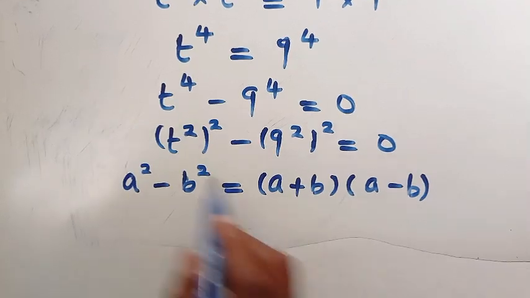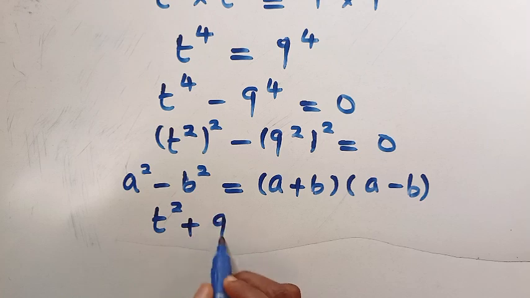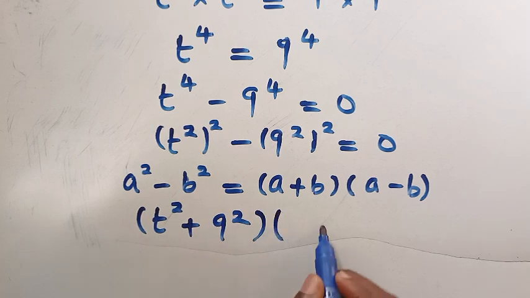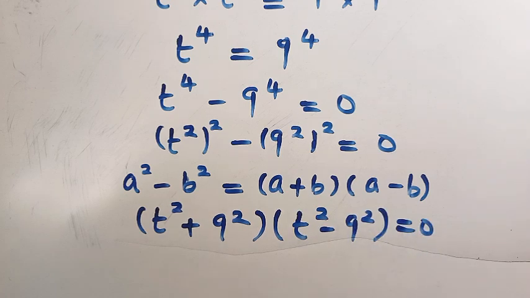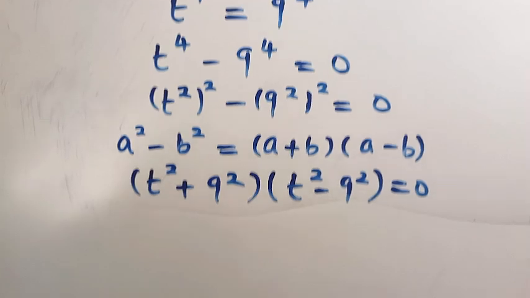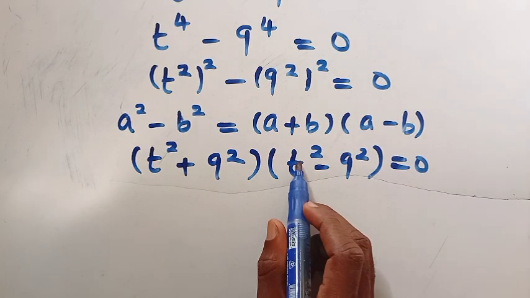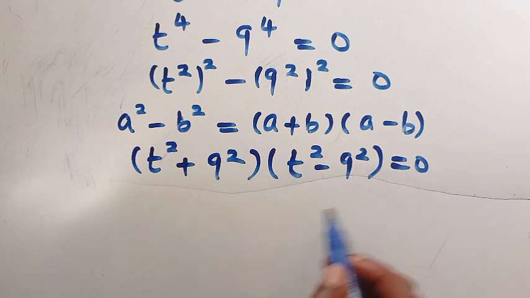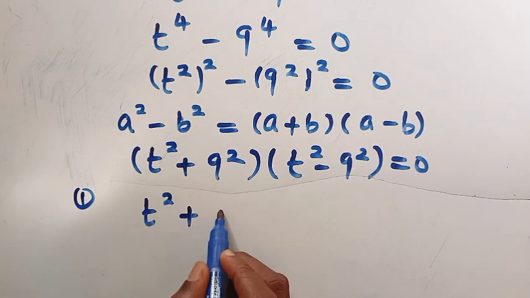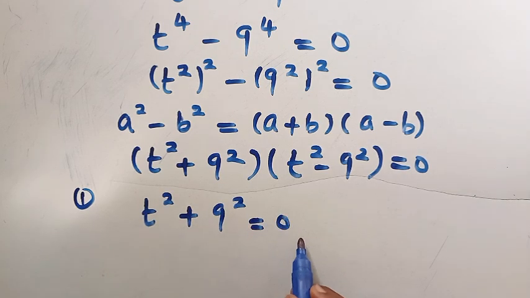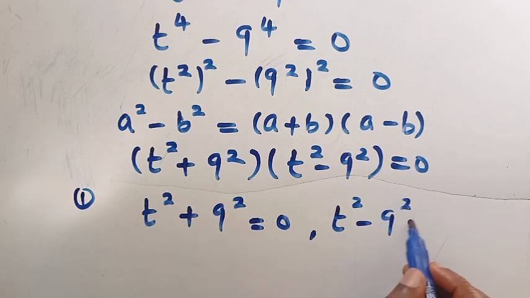Then applying this to what we have here, we are going to have t squared plus 9 squared in bracket, then multiply by t squared minus 9 squared equals 0. And by equating t squared plus 9 squared equals 0, then we also equate t squared minus 9 squared equals 0, following the rules of quadratic. So the first case, we have t squared plus 9 squared equals 0. And we can still have t squared minus 9 squared equals 0.